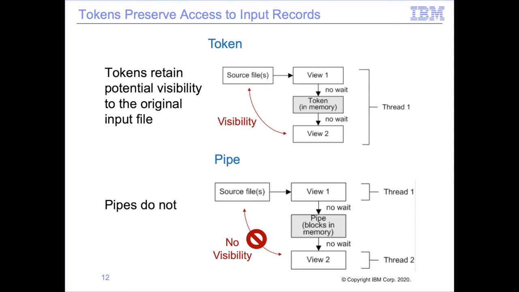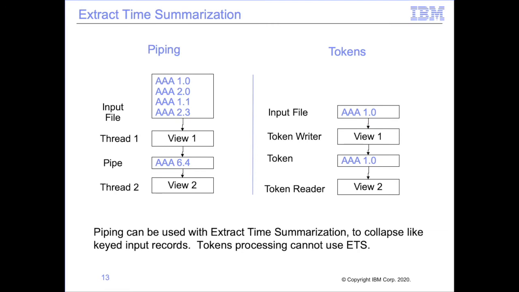In this example, on the top, the token view 2 can still access the original input record from the source file if needed, whereas pipe view 2 on the bottom cannot. Piping can be used in conjunction with extract time summarization because the pipe writing views process multiple records before passing the buffer to the pipe reading views. Because tokens process one record at a time, they cannot use extract time summarization. A token can never contain more than one record.